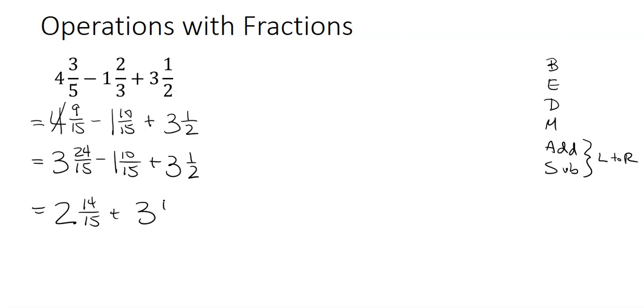All right, so now we get this. Let's make that look a little nicer. 2 and 14 over 15 plus 3 and 1/2. So we're adding different fractions now. We need to have a common denominator. That's going to be 30.